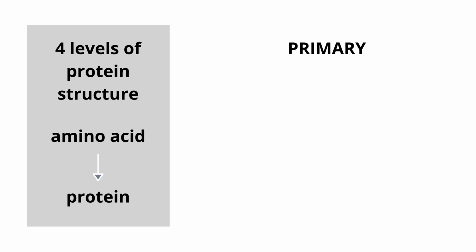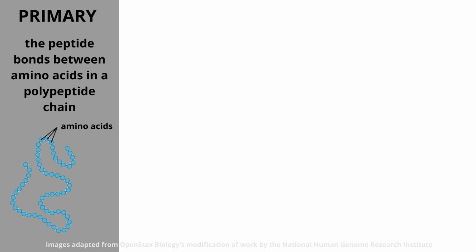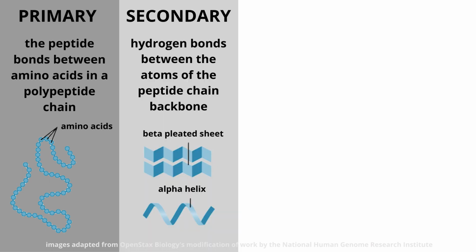For AP Bio, you'll need to be familiar with the 4 levels of protein structure, or essentially how amino acids come together and fold into proteins. You have the primary, secondary, tertiary, and quaternary structures. Now for the primary structure, this is the peptide bonds between each amino acid in a polypeptide chain. The secondary structure consists of the hydrogen bonds between the atoms of the backbone of this polypeptide chain. These hydrogen bonds either cause the chain to fold into a beta-pleated sheet or into an alpha helical shape.